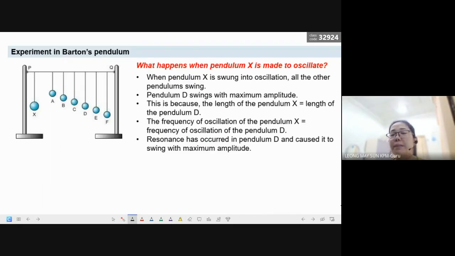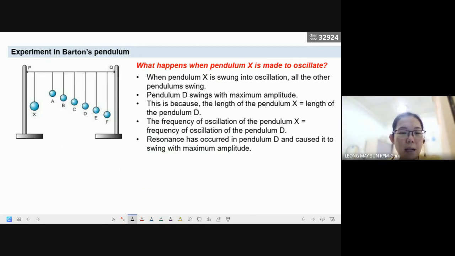Another example is the Barton's pendulum. If you have the Barton's pendulum slide with you, please do make sure that you put a remark over here. When they ask regarding resonance, they very famously ask two types of question. One is this Barton's pendulum. The other one would be the Tacoma bridge. So what happens when the pendulum X is made to oscillate? Before we explain all this, let's have a look at this whole setup.